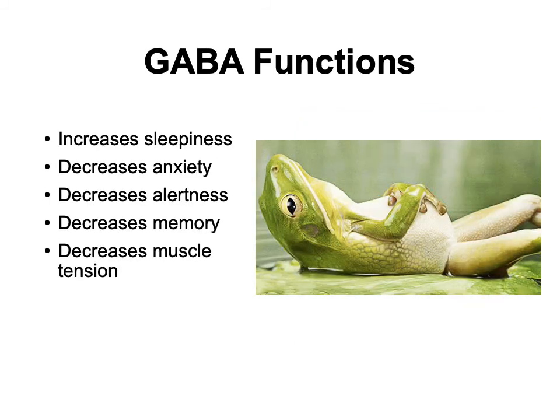Primary functions of GABA is to slow you down, to relax you, to increase sleepiness, decrease anxiety, decrease alertness, decrease memory, and decrease muscle tension. It's a pretty essential neurotransmitter for you to relax and be able to fall asleep.